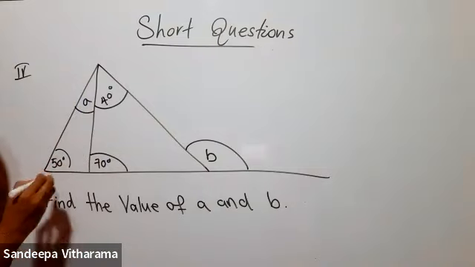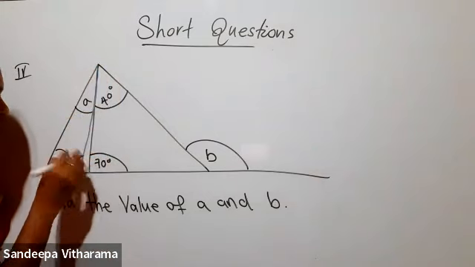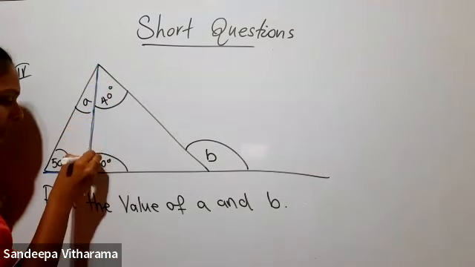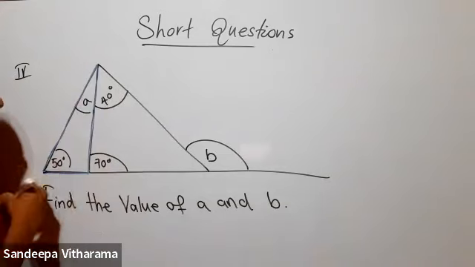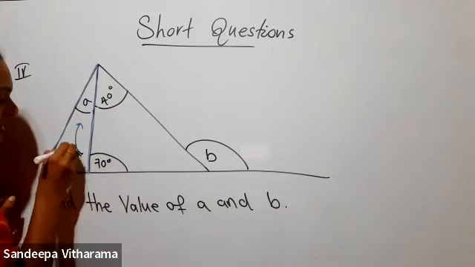A and the 50-degree angle, it is the two interior angles of this triangle. Here a triangle is formed. This triangle. Okay. The two interior angles of this triangle, the interior opposite angles.